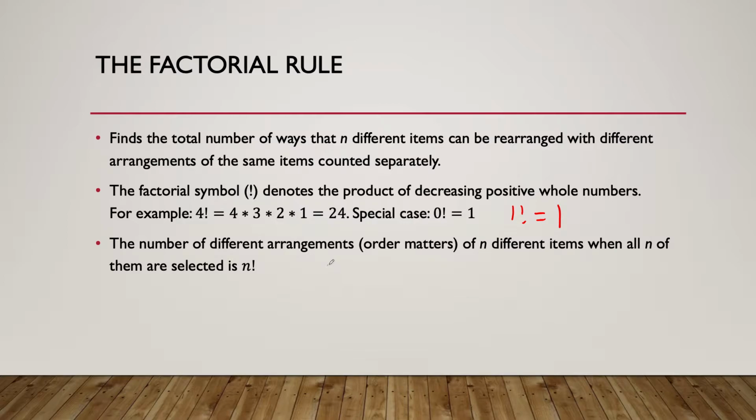The number of different arrangements, where order matters, of n different items when all n of them are selected is n factorial.